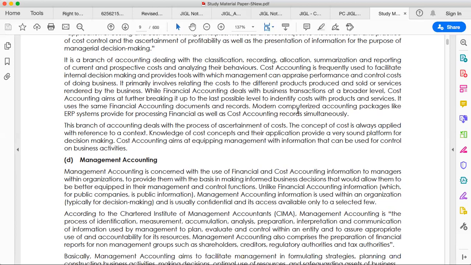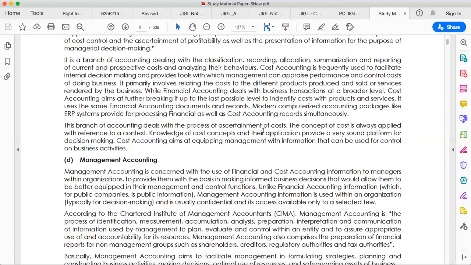Okay, ERP systems like Tally ERP, SAP, Zoho, QuickBooks. There are many ERP software packages in the market. So ERP systems provide for the processing of financial as well as cost accounting reports simultaneously.